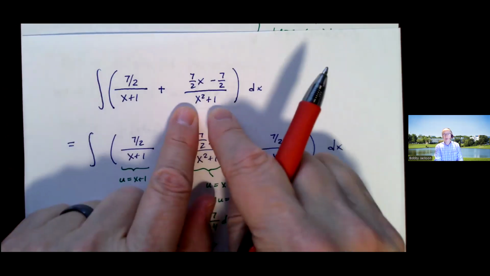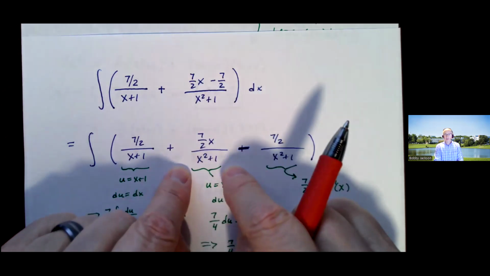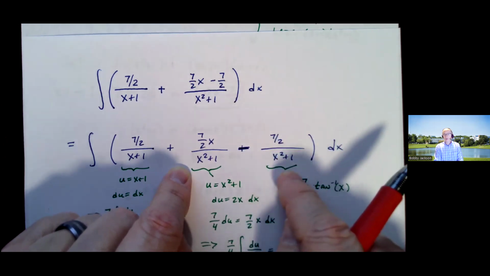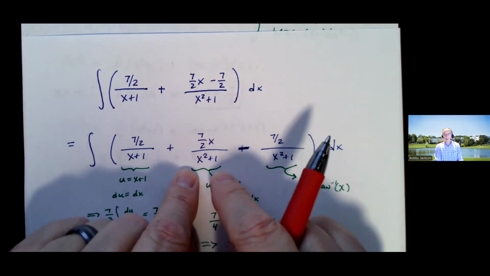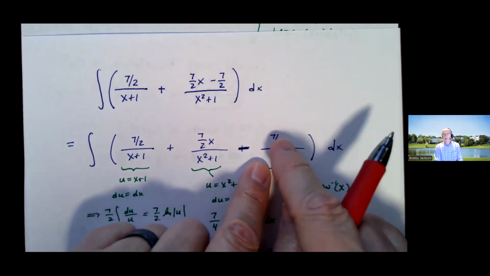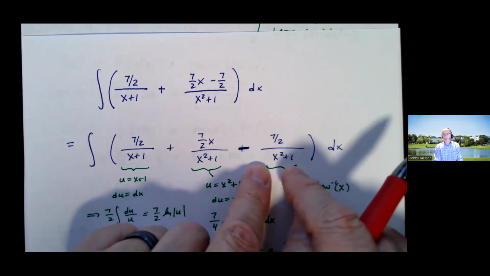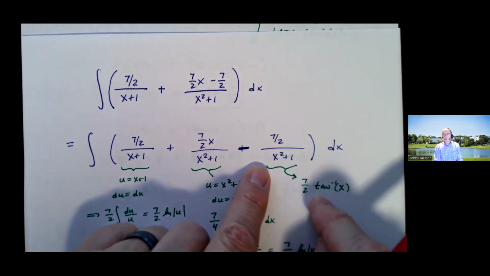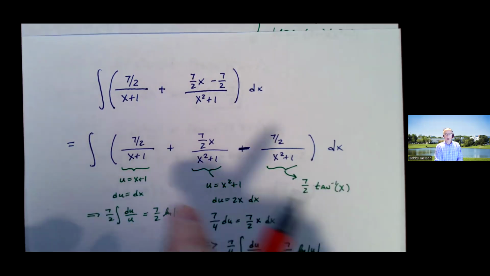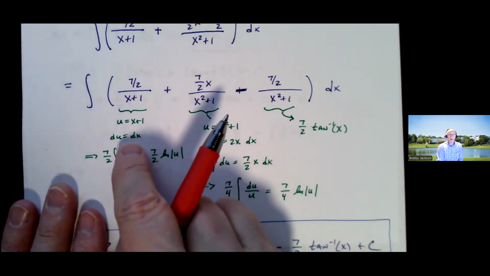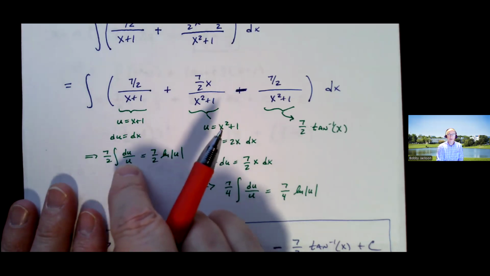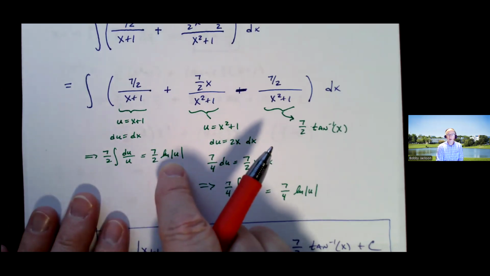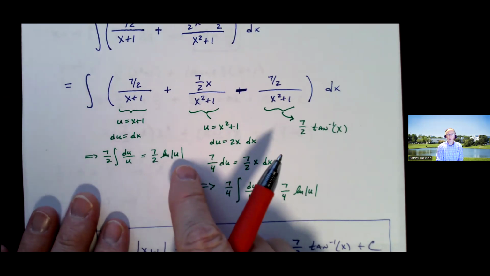Answer, we're going to split this up, right? We're going to break this fraction up into 7 halves x divided by x squared plus 1 minus 7 halves over x squared plus 1. This one will be a u substitution. This one is just, notice if I pull that 7 halves out, 1 over x squared plus 1, the antiderivative of that is the arctangent function or inverse tangent function. So here is pretty simple. Let u be x plus 1, du is dx, and I get 7 halves integral 1 over u, which evaluates as 7 halves natural log absolute value of u, where u is x plus 1.